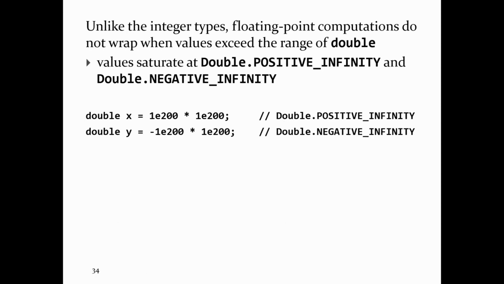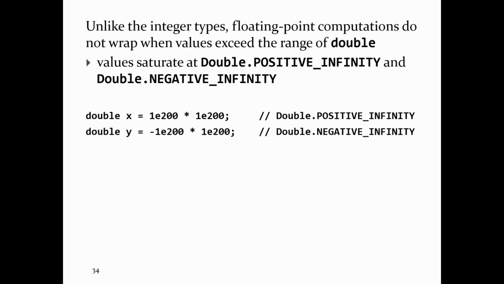Okay, so what about overflow? The floating point type, so double, does not overflow. You will often see people on the internet writing stuff about floating point numbers and how they overflow or how they might overflow. They don't overflow. They saturate. So what that means is if you try to compute a number that doesn't fit in the range of double, then what you end up with is the value positive infinity or negative infinity, depending on whether the value is positive or negative.